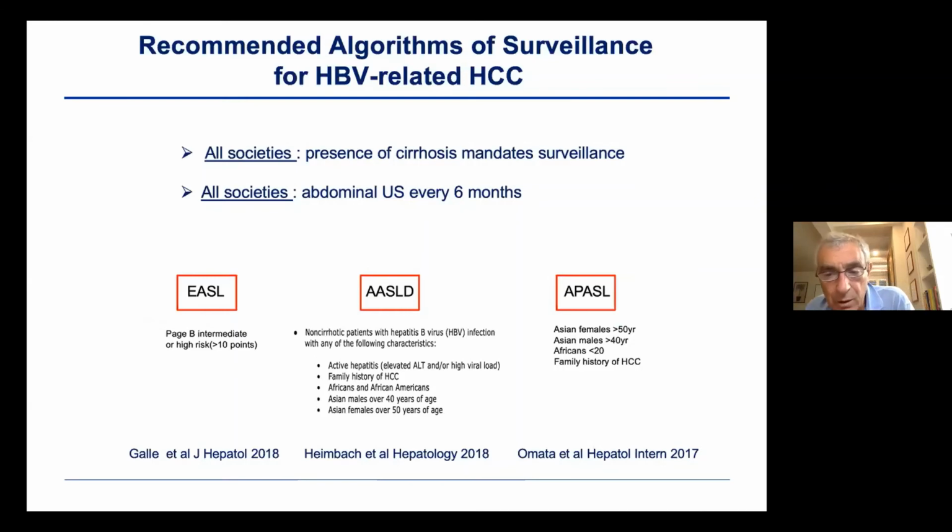The APASL instead focus simply on these criteria: Asian females more than 50, Asian males more than 40, Africans less than 20. Africans is obvious. They are exposed to infections early in life and develop cancer earlier. In some instances with the help also of environmental factors such as aflatoxin, and those who have a genetic predisposition that can be roughly identified in a family history.